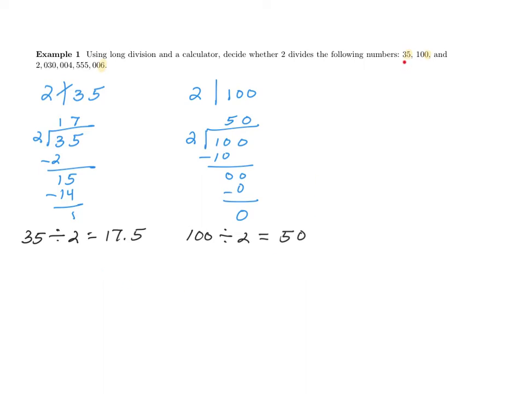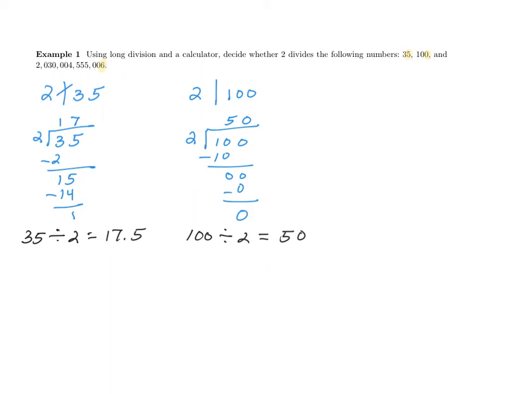You can look at 35 and say, oh, it ends in a 5. 2 does not divide 35. There's no other work to do. 100, well, that ends in a 0, and 0 is even, so this will work. But you don't actually have to do all of this work to prove that. The same thing goes for this.